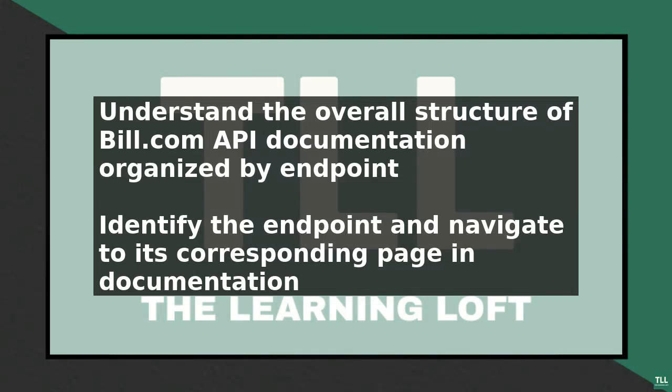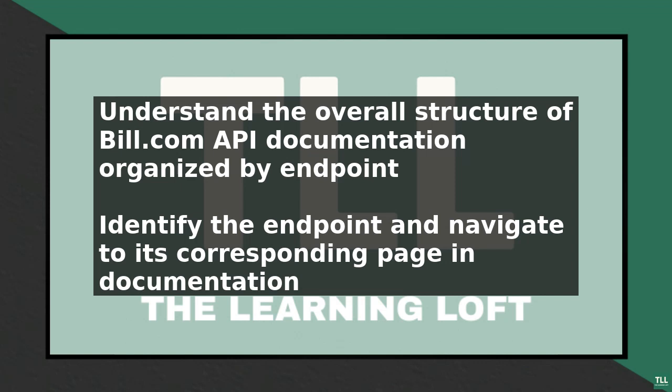To filter Bill.com API documentation effectively, start by understanding the overall structure of the documentation. The Bill.com API documentation is organized by endpoint, with each endpoint representing a specific action or resource, such as invoices, payments, or vendors. First, identify the endpoint you are interested in, and navigate to its corresponding page in the documentation.